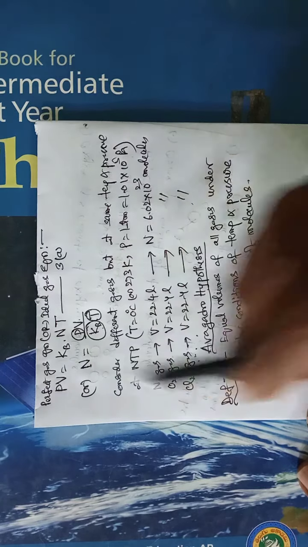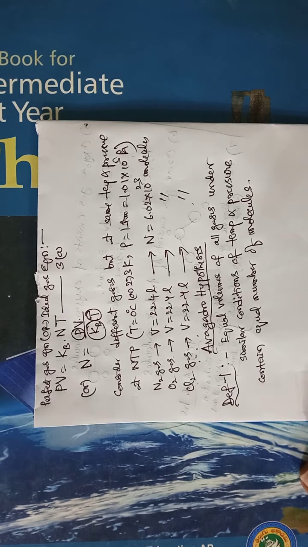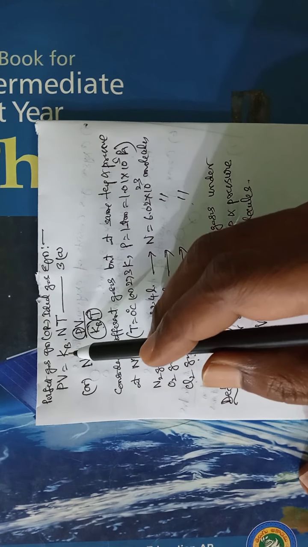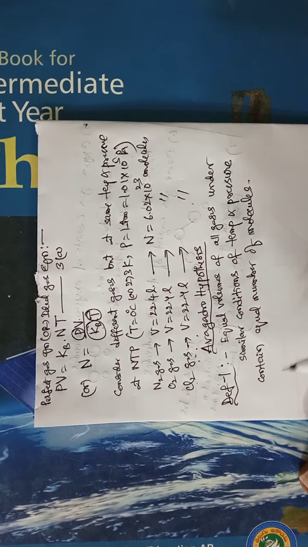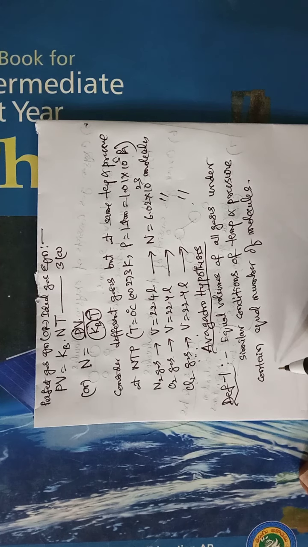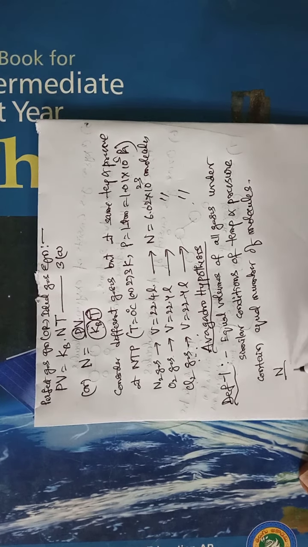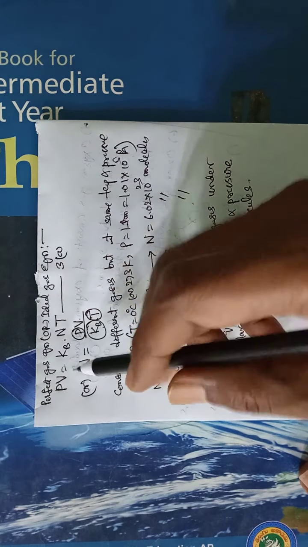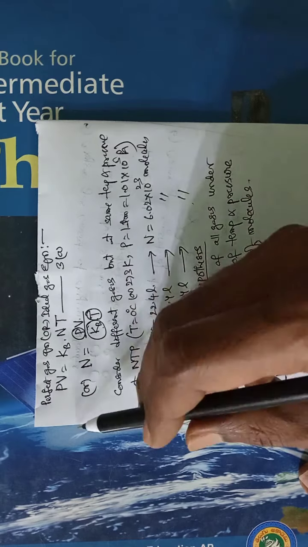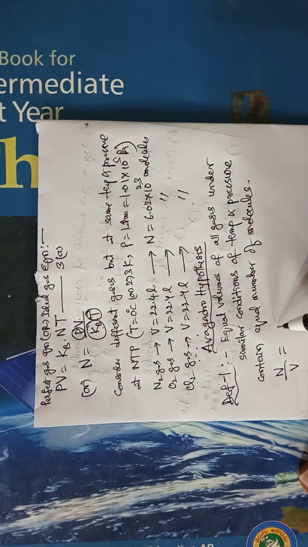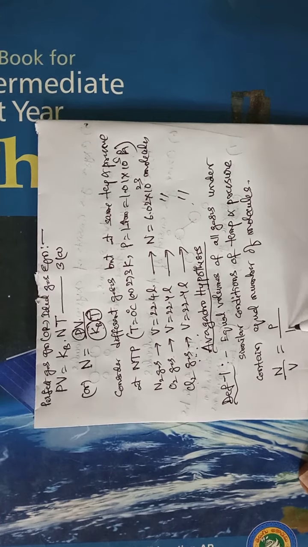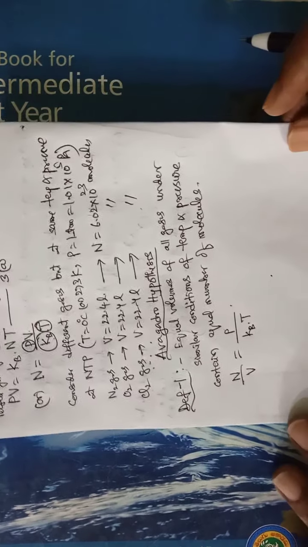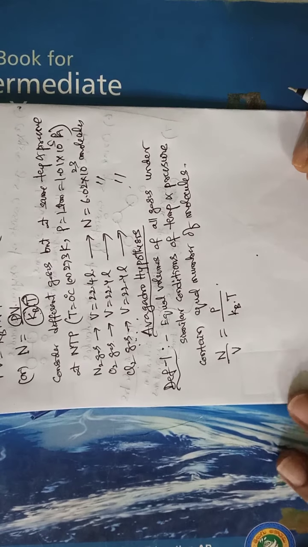We can write the above equation in another way also. Let us take this V to the right hand side and K and T to the left hand side. Then the equation also can be written as N by V is equal to P by KBT. So the equation can also be written in this way.